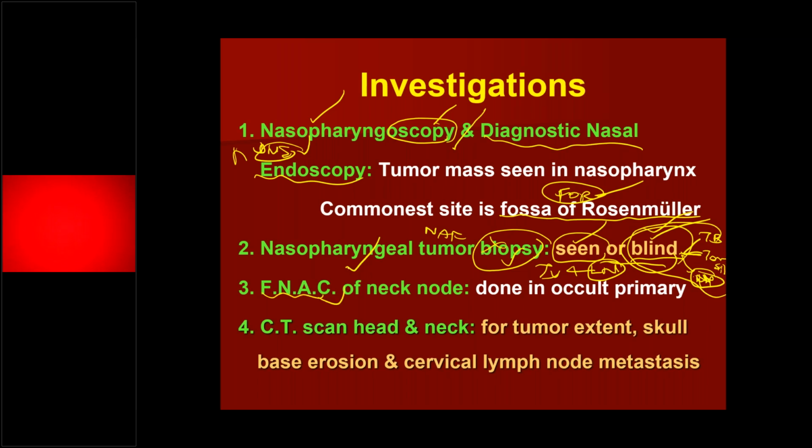In that situation, you do FNAC of the neck node in an occult primary. Occult primary means the primary is not seen in the last 5 years. Primary not seen in 5 years is called an occult primary.